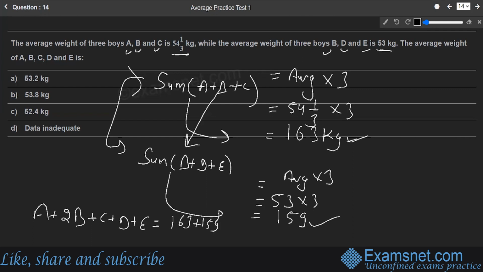But the problem is he is asking us to calculate the average weight of A plus B plus C plus D plus E. Average will be calculated by the sum of all divided by 5, but the sum of all is not clearly available with us because there's a 2B thing coming in. So clearly there has to be a data miscommunication, or the data has not been provided to us clearly. So in this question, because of this problem of 2B, the answer is data inadequate. We cannot find it out.